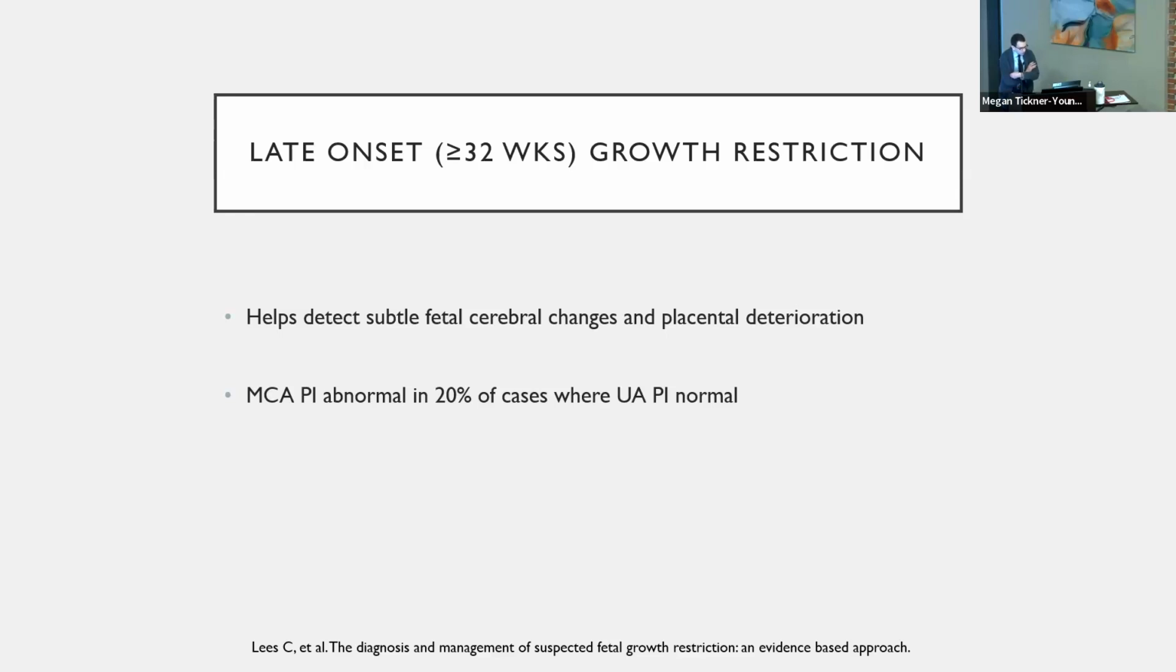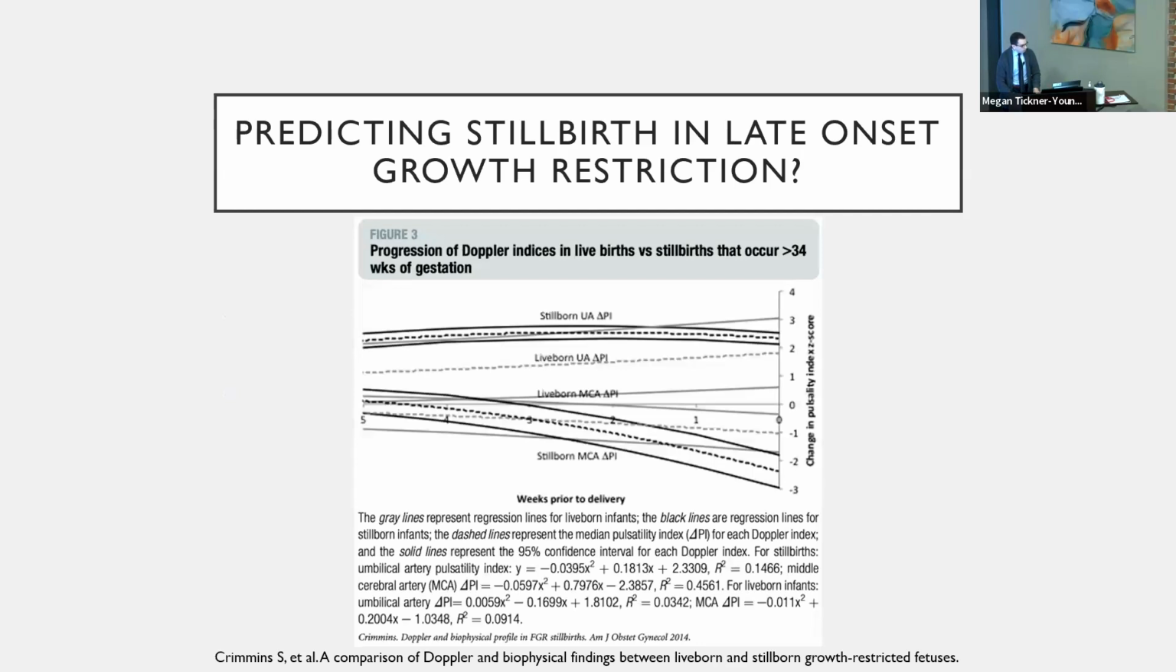Some providers and protocols call for increased monitoring when there's an abnormal MCA PI or CPR. Currently, the ISUOG guidelines use this as a criterion for delivery starting at 38 weeks. Kamphof et al. noted a significant decline in the MCA PI before stillbirths occurring in FGR pregnancies after 34 weeks.